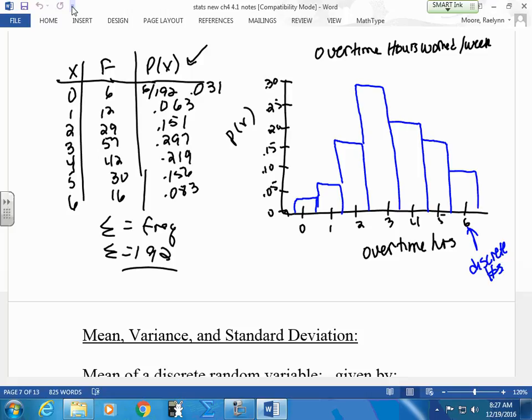But if you take a look at page 194, they do theirs a little bit differently. They make another column. They do x times P of x. What this does is it takes this column times this column and puts it here. So for now, we're going to do that part.